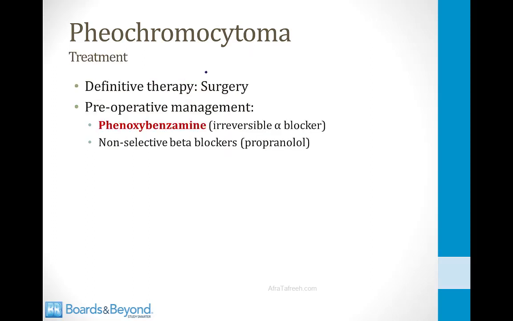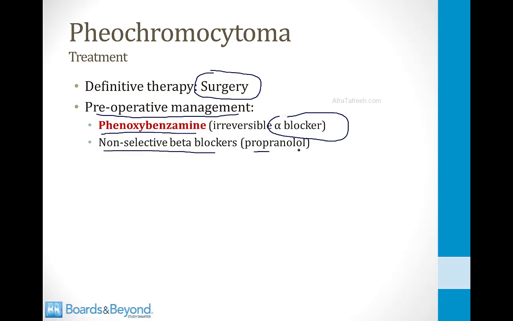The definitive treatment for pheochromocytoma is surgical removal of the tumor, but you should be aware that preoperative management of these patients is very important. During surgery, there's a risk of exposure to very high levels of catecholamines, and for this reason, patients are pre-treated with phenoxybenzamine. This is an irreversible alpha blocker, and it blocks all those alpha receptors so that no matter how many catecholamines the patient is exposed to during the operation, they will be safe. In addition, they're usually treated with a non-selective beta blocker like propranolol.